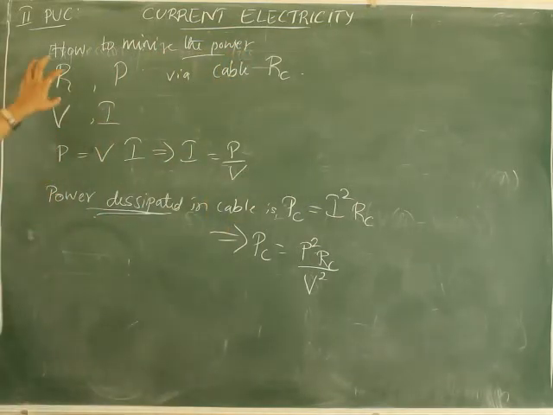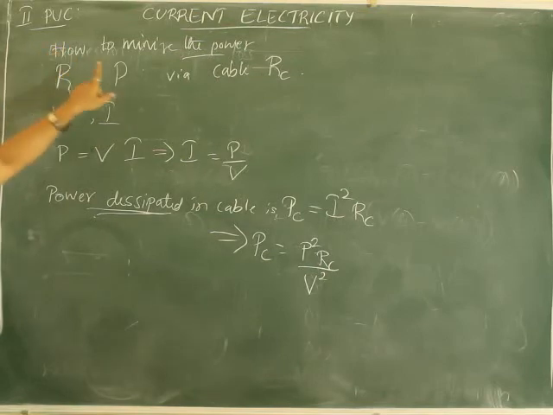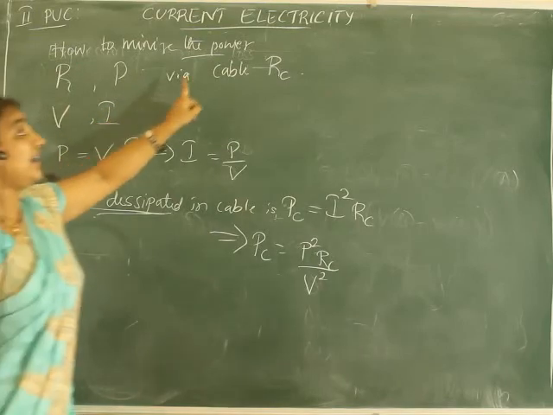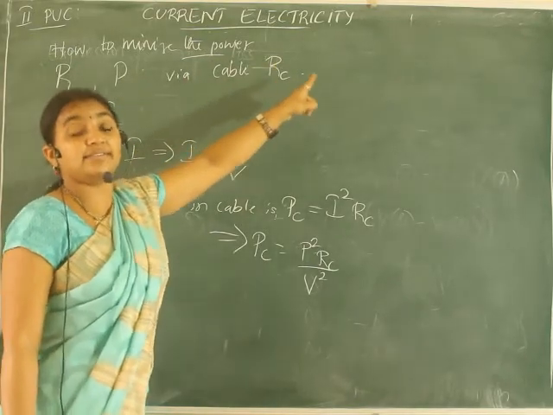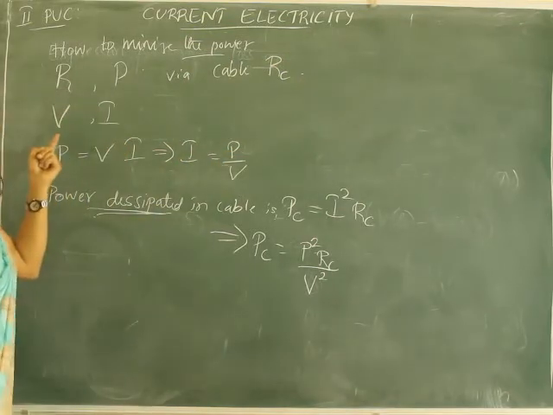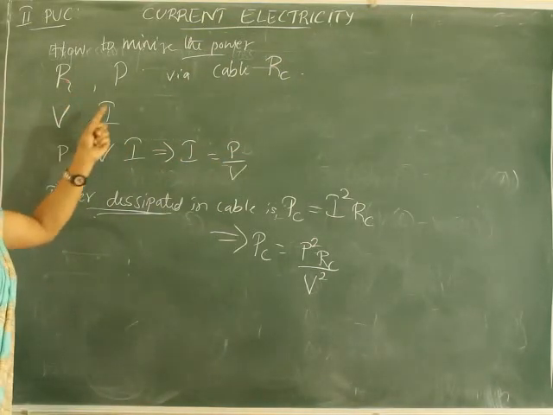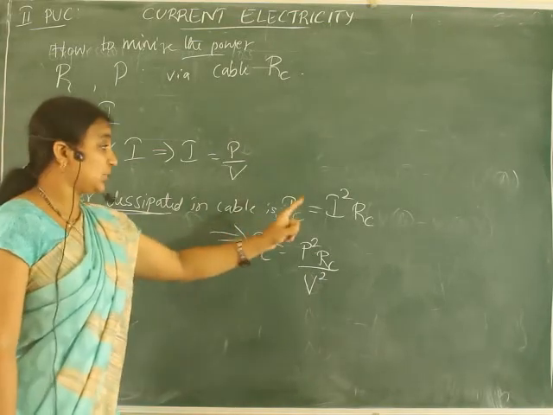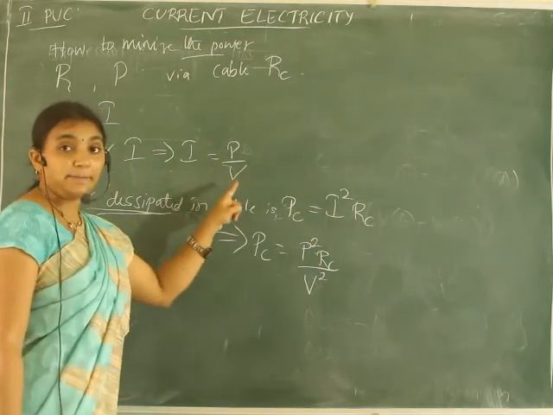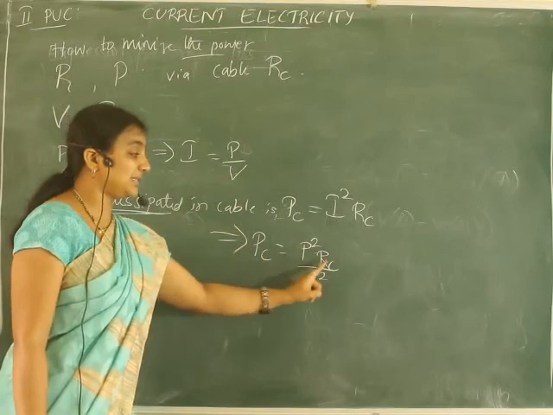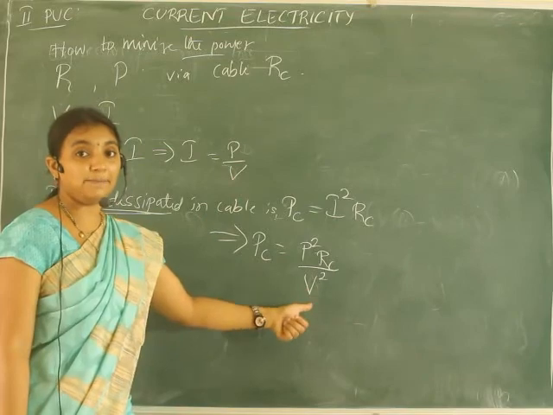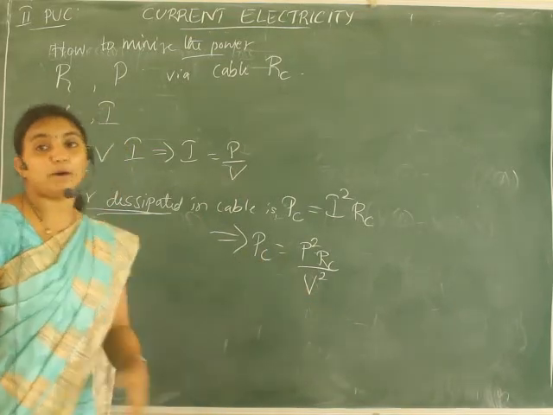What we have done: let R be the resistance of the device and P be the power supplied for that device via a cable having the resistance RC. Let V be the potential in the device and I be the current. Then I know I can write P is equal to VI. Power dissipated in the cable is I square RC. So in the place of I can write P by V. So we'll get PC is equal to P square RC by V square. So from this we can say, by using high potential, we can reduce the power loss.